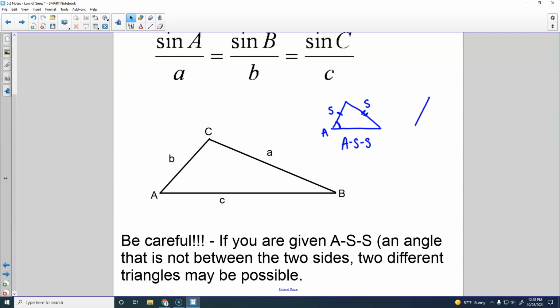If you have the angle in between the two sides, like this, you have side, angle, side. So that angle is where those two sides meet. This is side, angle, side, and you only have one triangle then. But for angle, side, side, two triangles may be possible.